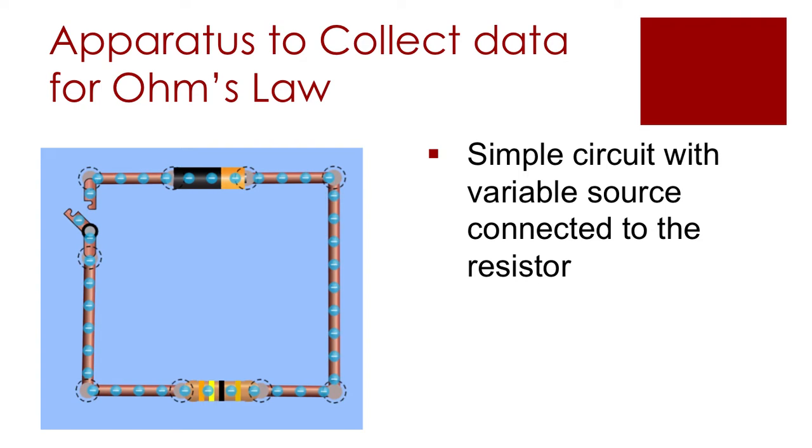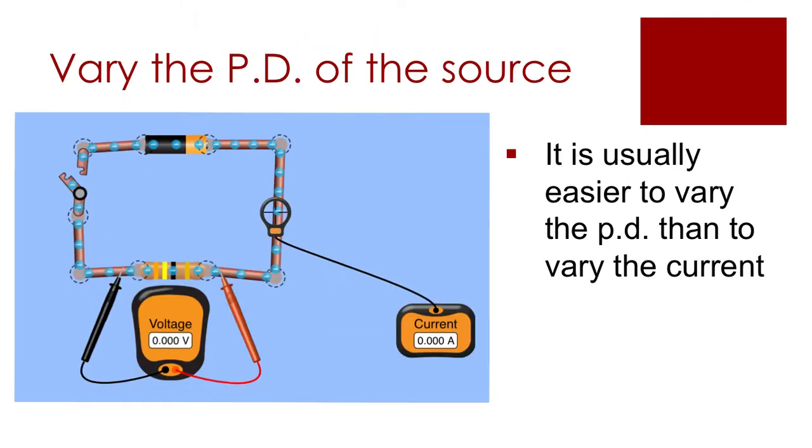For those of you who are not familiar, Ohm's law is just this: resistance equals voltage divided by current. I'm going to use this circuit to be able to collect the data I need in order to calculate the resistance of this particular resistor. So what that means is I'm going to have to get the values of the voltage and the current.